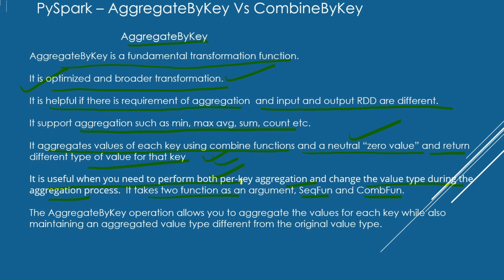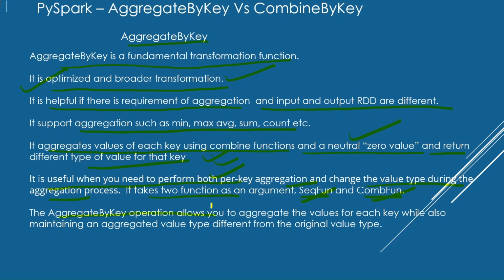Whenever we use aggregate by key, we generally pass two functions as arguments: one is the sequence function and one is the combine function. The sequence function applies the aggregate function per partition. Once this is completed, the combine function takes all the results from the different partitions, combines them and gives you the final result.